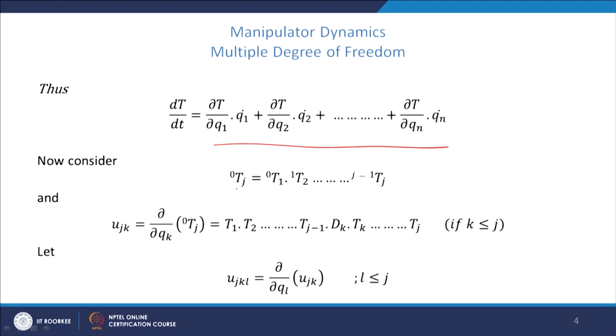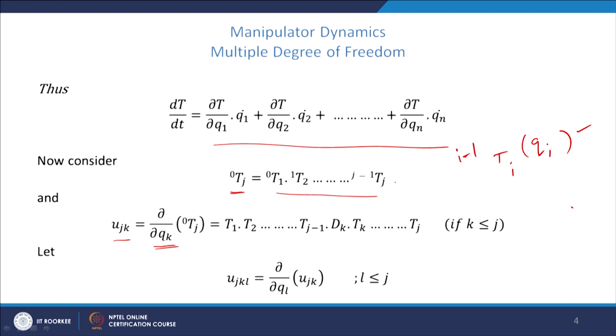Now, if you consider 0Tj, the jth coordinate frame with respect to the base frame, which is given by this product, and if you denote Ujk as the partial derivative of the 0Tj matrix with respect to the variable qk, because 0Tj contains 0T1, 1T2, up to (j-1)Tj.